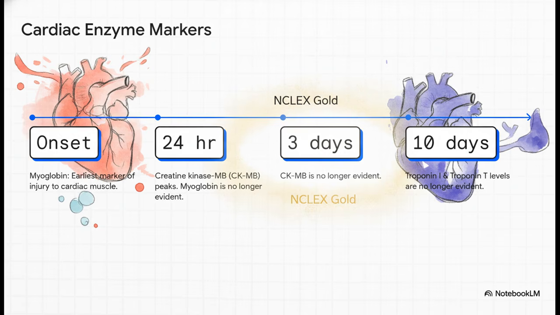See, myoglobin shows up first, but it's not specific. Any damaged muscle can release it. Troponin, though, that's our gold standard. It only comes from the heart muscle, and look how long it stays elevated. It gives us this huge window to confirm that an MI actually happened.